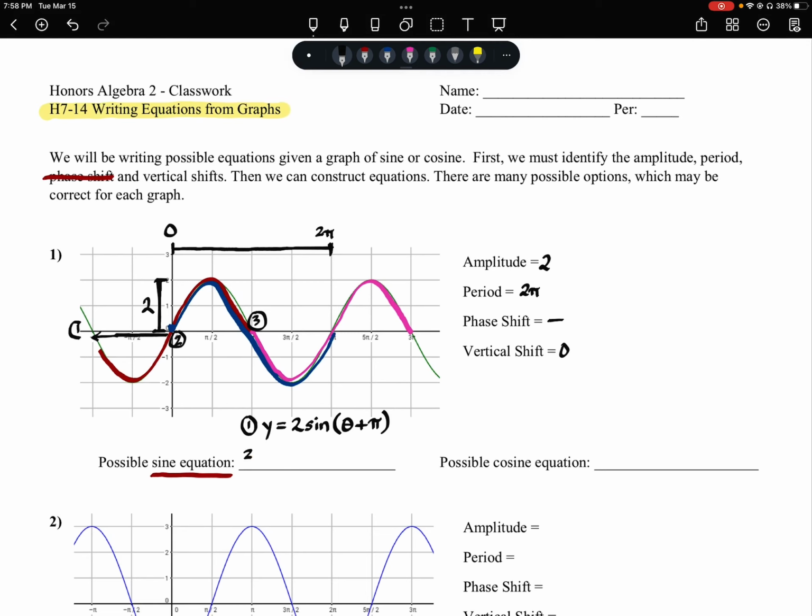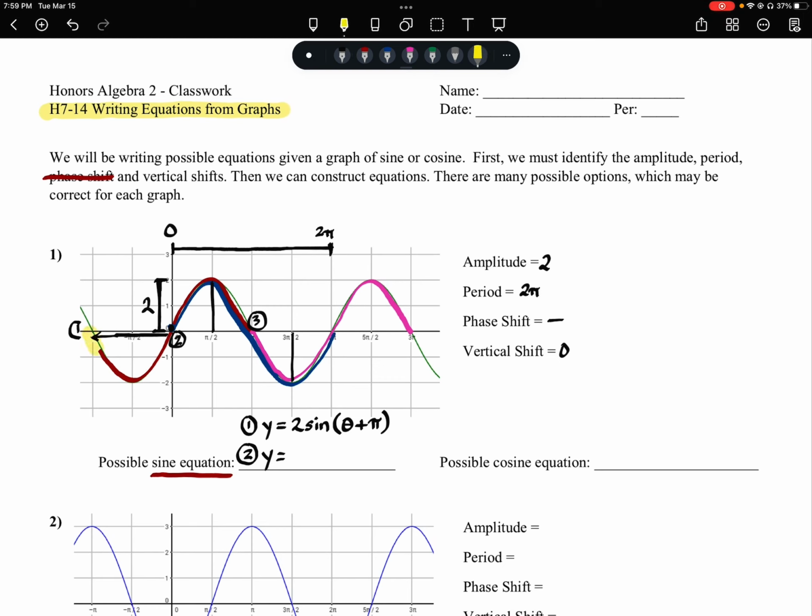Let's go to the second one. Okay, so the second one here, I like this one because it's starting right at the origin. So if you notice there, the amplitude isn't going to change on any of these. The amplitude stays the same because the distance between the midline and the max or min is going to be the same. So we're going to say y is equal to, oh, you know what? I forgot something on the previous one, didn't I? Ooh, so this is an easy thing to forget.